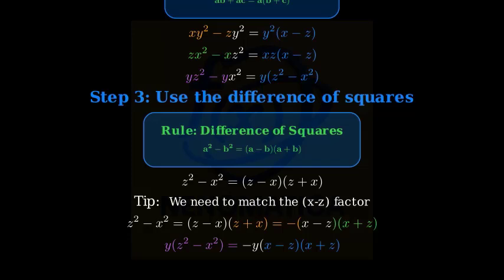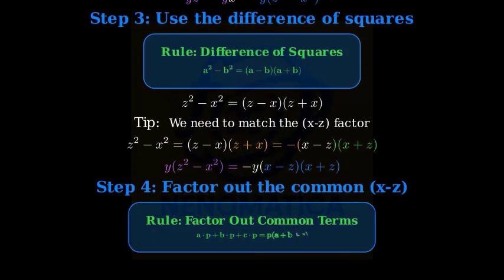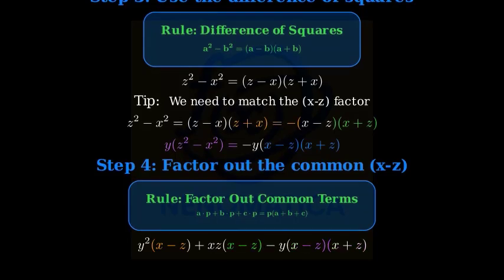But we can rewrite this as -1 times x minus c times x plus c to match our common factor x minus c that appears in the other terms. Now that we have the same factor x minus c in all three terms, let's factor it out. We'll combine all our terms: y squared times x minus c plus xc times x minus c minus y times x minus c times x plus c.